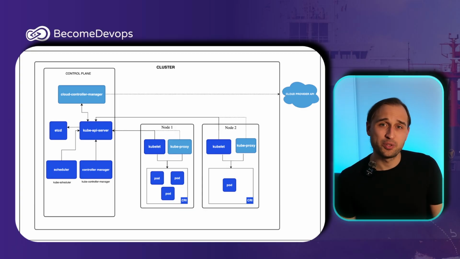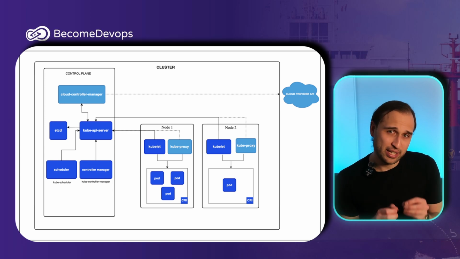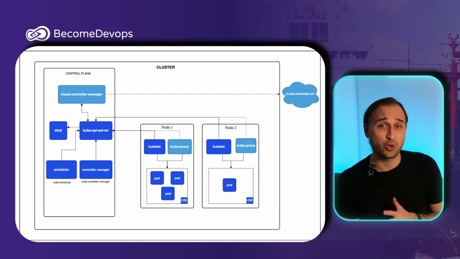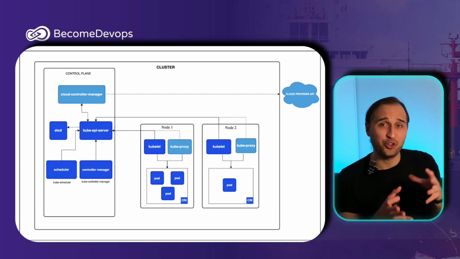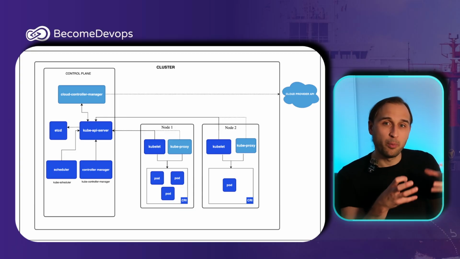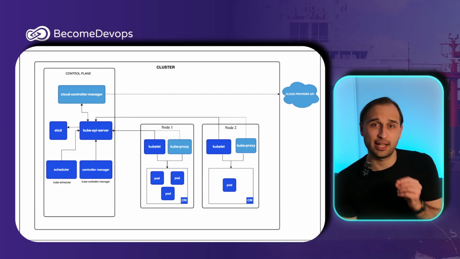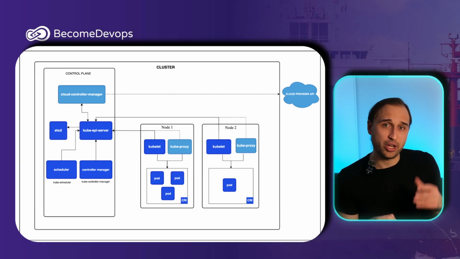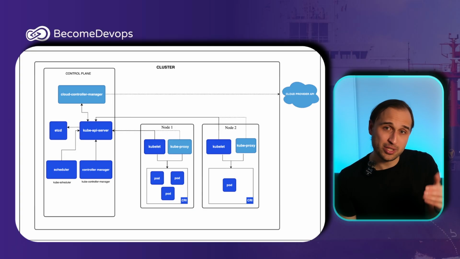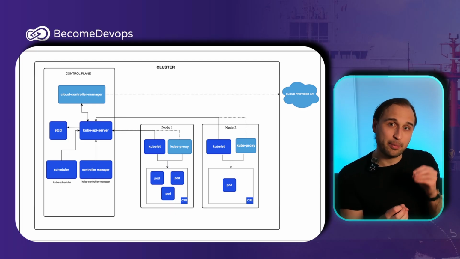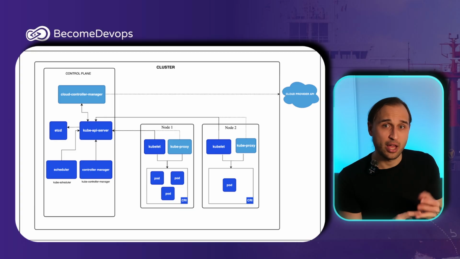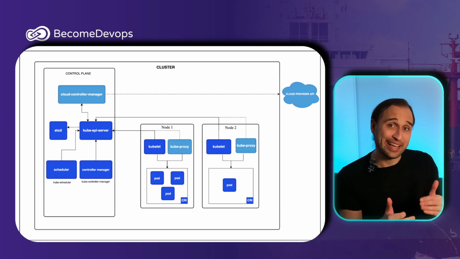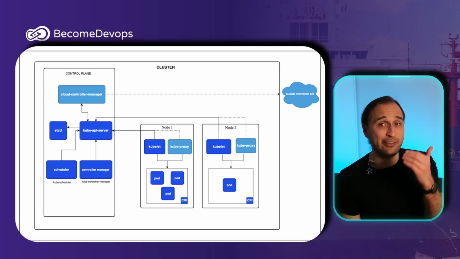Second part, Kube Scheduler. The Kube Scheduler is a core component of the Kubernetes control plane. It is responsible for assigning any newly created pods to the most suitable node in the cluster. Its main goal is to ensure that the pods are placed on nodes that meet the resource requirements, constraints, and other preferences, while also optimizing cluster utilization and availability.